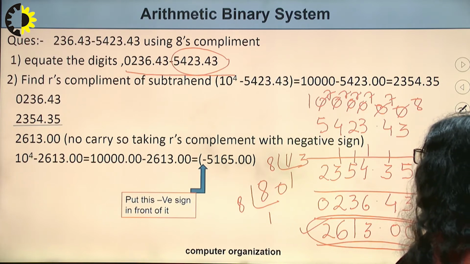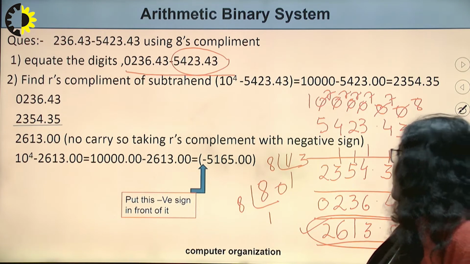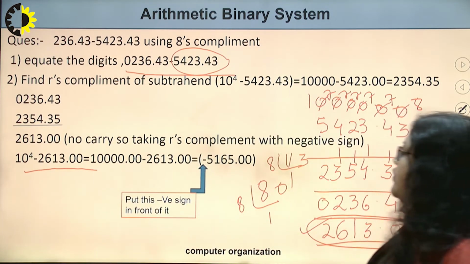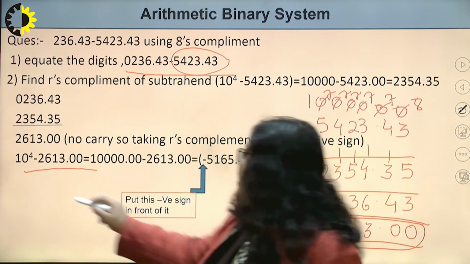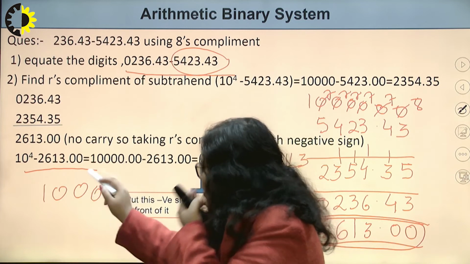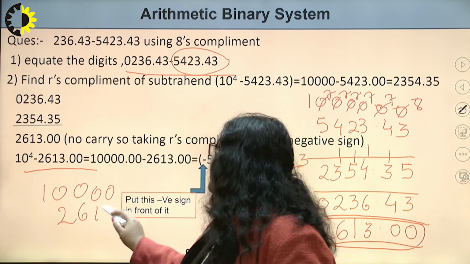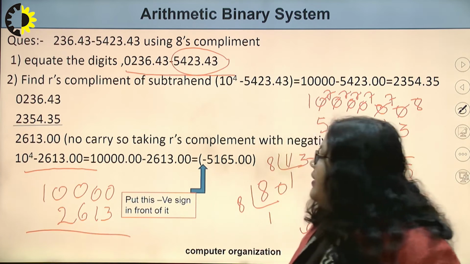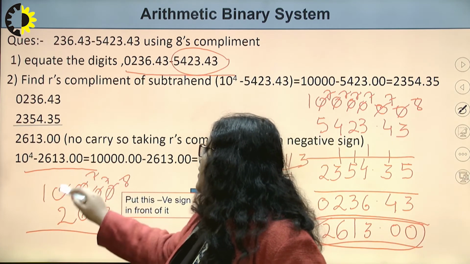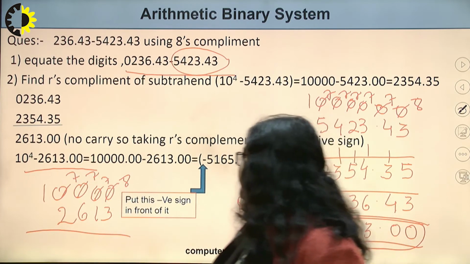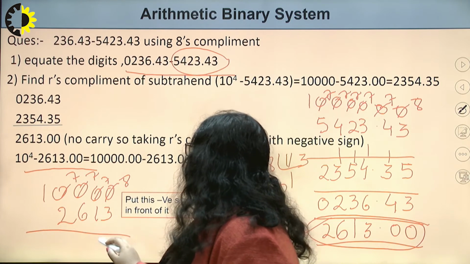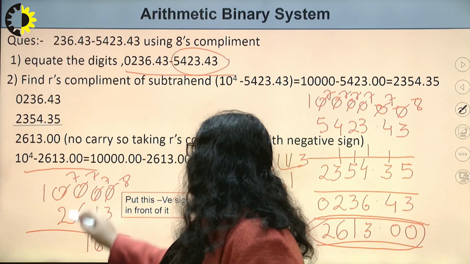So, it is basically r to the power n minus capital N. So, it is a 4-digit number. So, it is 10 to the power 4 minus 2613.00. So, it is again 1000 0 0 2 6 1 3. Now subtract this number, so it is basically 8 7 7 7. So 8 minus 3, that is 5, 7 minus 8, that is 6, 7 minus 6, that is 1, 7 minus 2, that is 5.